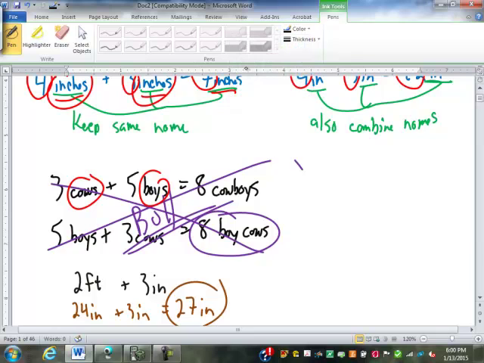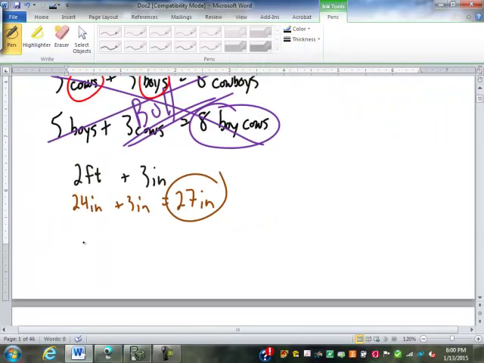But sometimes I can't. I might have 5 feet plus 2 pounds. What am I going to get?